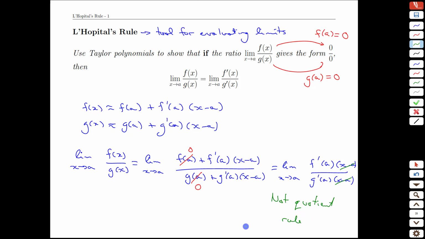Quotient rule is about computing derivatives. What's the slope of some function? This is, I have a ratio, but I want to know something specific about it. I want to know what value it approaches when I have a limit x approaching a. And this is a way to evaluate that kind of limit.